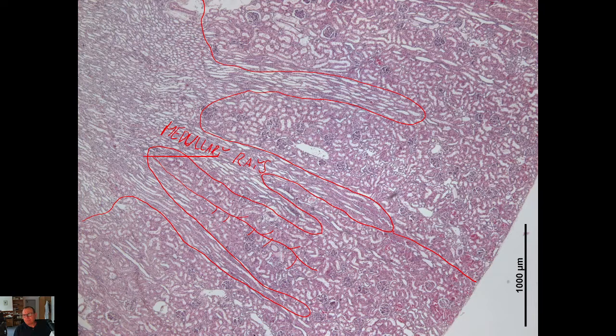And the medullary rays divide the cortex of the kidney into lobules. So each lobule of the kidney is one medullary ray together with surrounding cortex. Yeah, I didn't choose a good example.